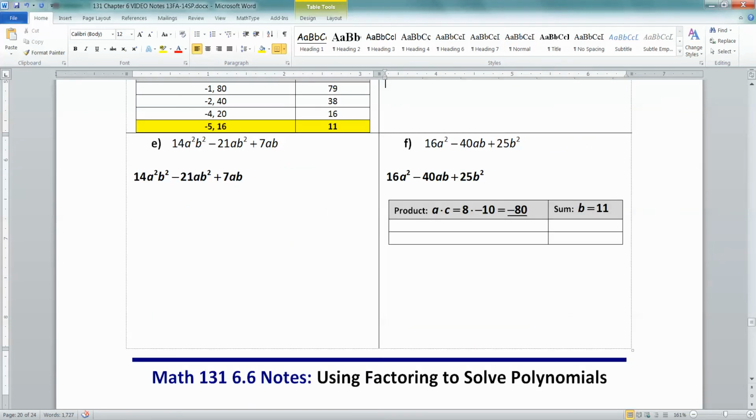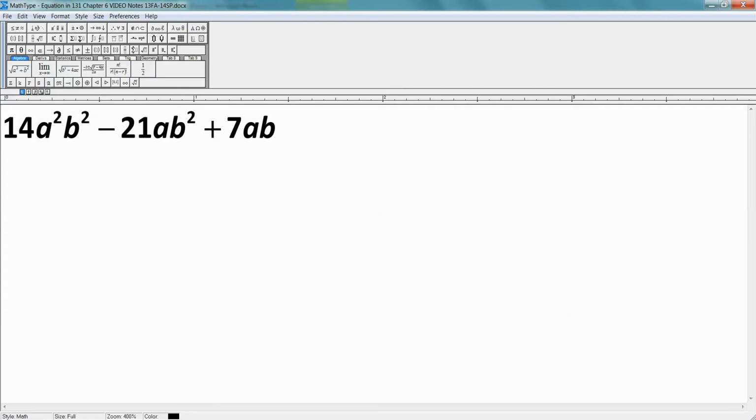All right, now the letter E. Again, starting with a terrible number, right? Let's see if we can factor something out of this. All right, looks like 7 goes into all 3 of those numbers. Looks like A, this term has an A to give, so let me take that out. And B, there's a B. All right, so let's see here. That gives us 2AB minus 3B plus 1.